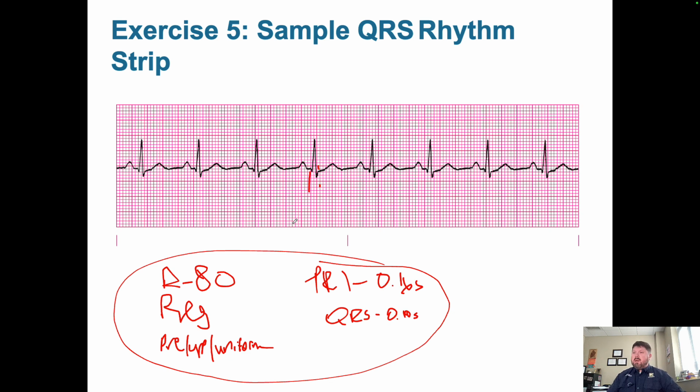Stepping ahead a little bit, a normal sinus rhythm has uniform P waves and a rate of less than 100 but greater than 60. It is regular in occurrence. Its PRI is less than 0.20 but greater than 0.12 seconds, and its QRS is 0.12 seconds or less. So this would actually be a normal sinus rhythm.